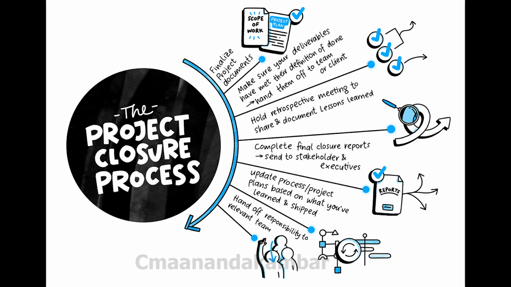Phase number 5, closure, the final phase of the project life cycle. Finally, we have the closure phase. This is where the project is formally completed, deliverables are handed over, documentation is finalized, and the project team is released. It is also the time to review what went well and what could be improved in future projects.